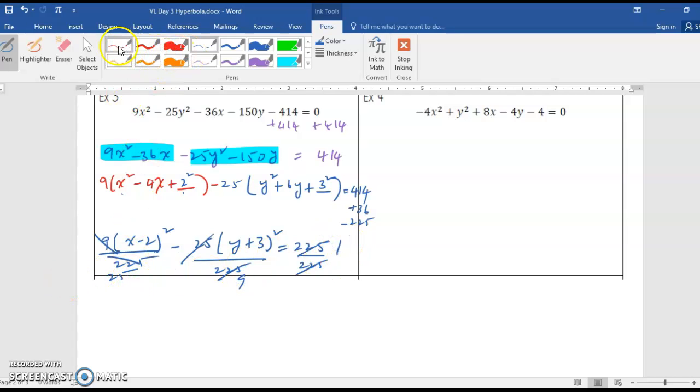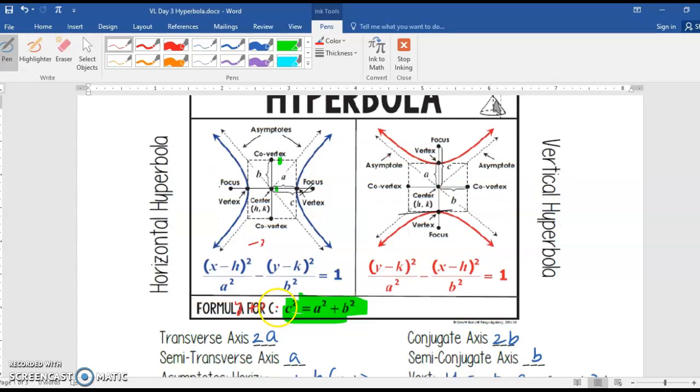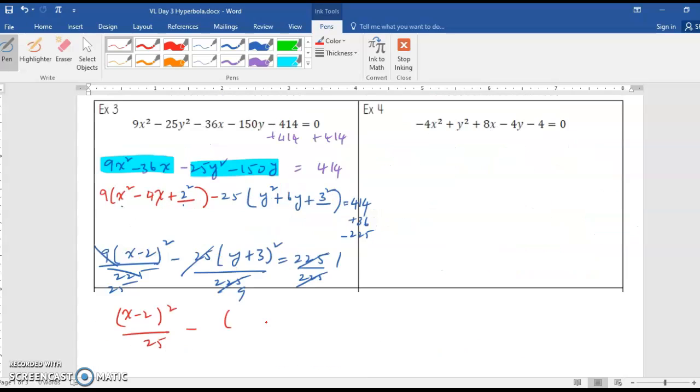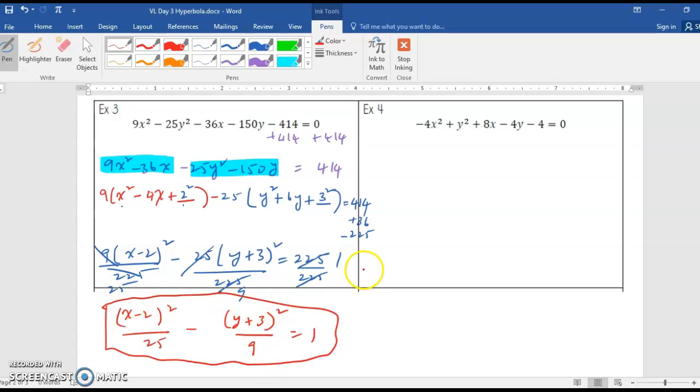So when you write down the final equation, it would be x minus 2 squared over 25 minus y plus 3 squared over 9 equals 1. So this is the final equation of the hyperbola. And then you can pull out the information: what is the vertex, what is the center, the co-vertices, and so on.